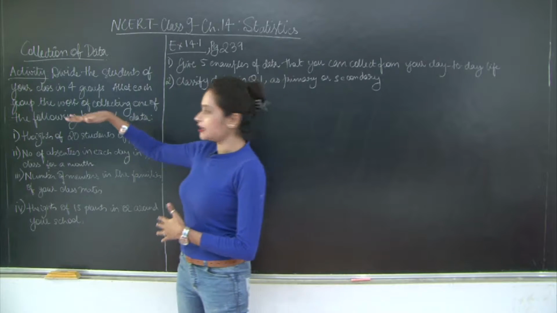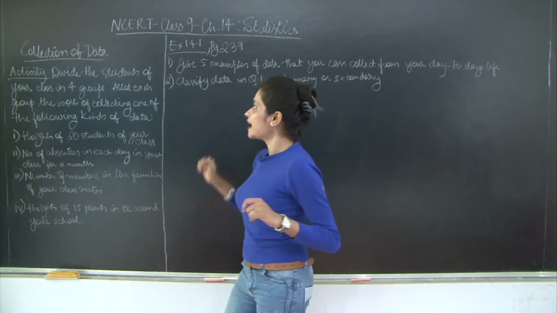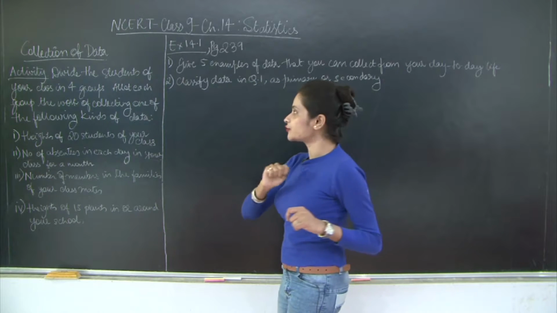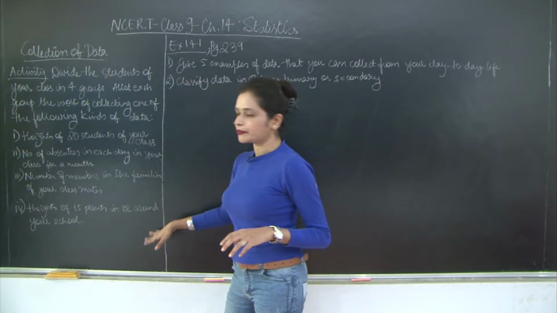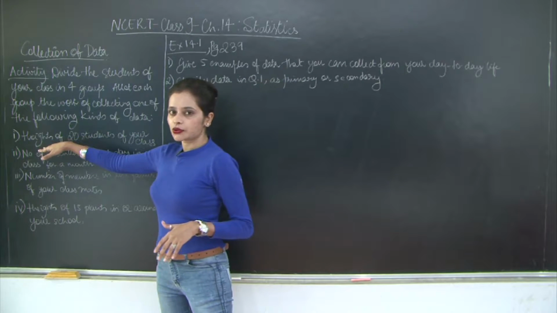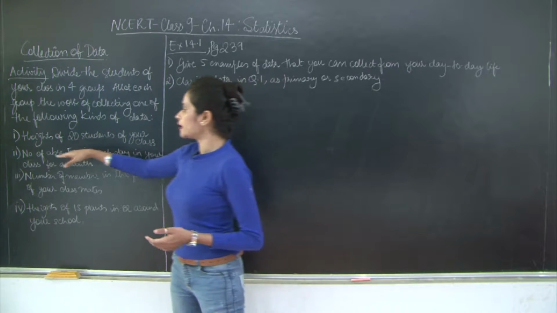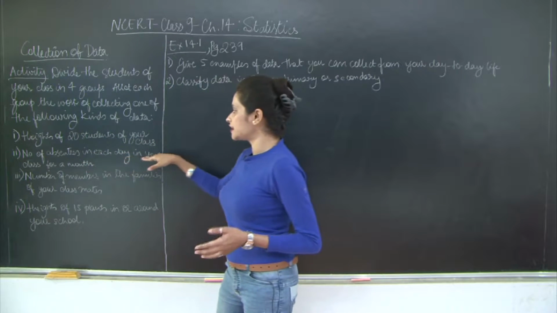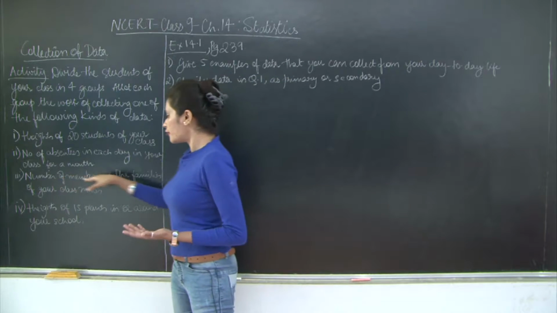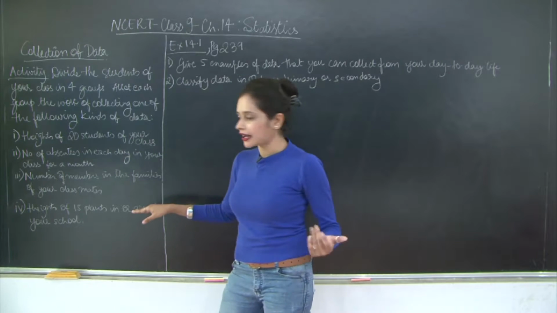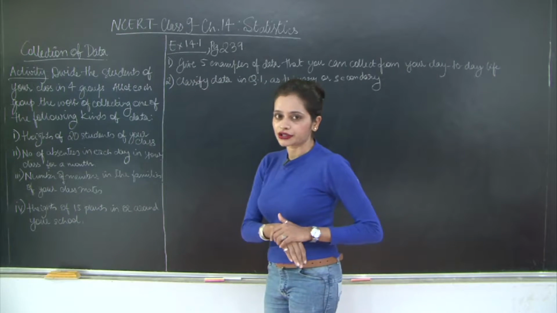So the first thing is an activity where you divide the students of your class in 4 groups and allot each of the group the task of collecting any of the following kinds of data. So let's say group 1 is supposed to collect the heights of 20 students of your class. Group 2 will collect the number of absentees in each day in your class for a month. Group 3 will find the number of members in the families of each of your class. And group 4 will find the heights of 15 plants in or around your school.